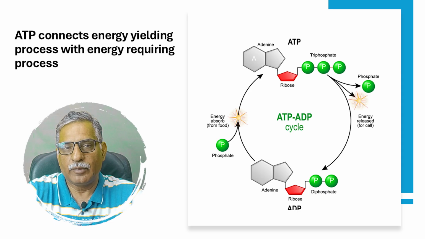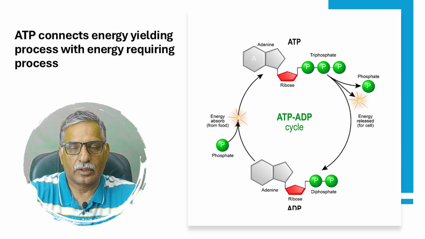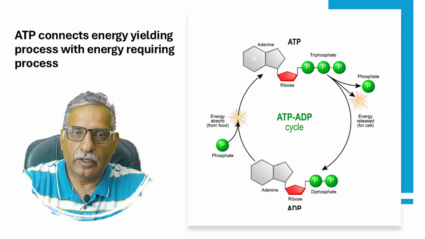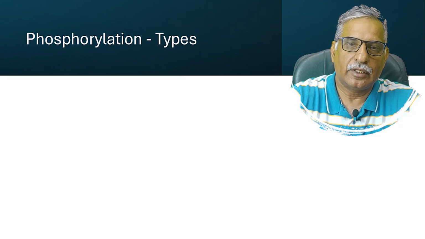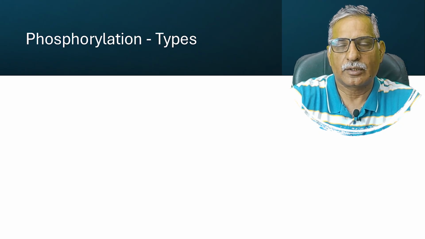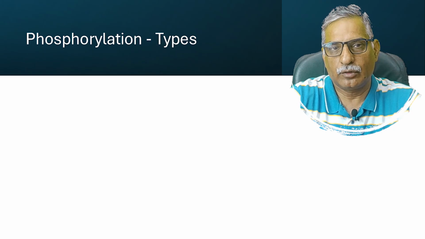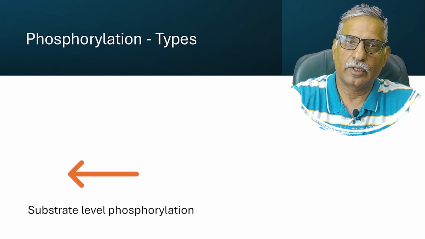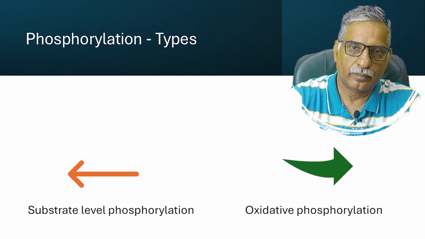Now, ATP synthesis requires energy, and energy comes from oxidation processes that are occurring during respiratory pathways. If we consider the energy source, we can differentiate this phosphorylation into two types. One is known as substrate-level phosphorylation, and the other type is known as oxidative phosphorylation.